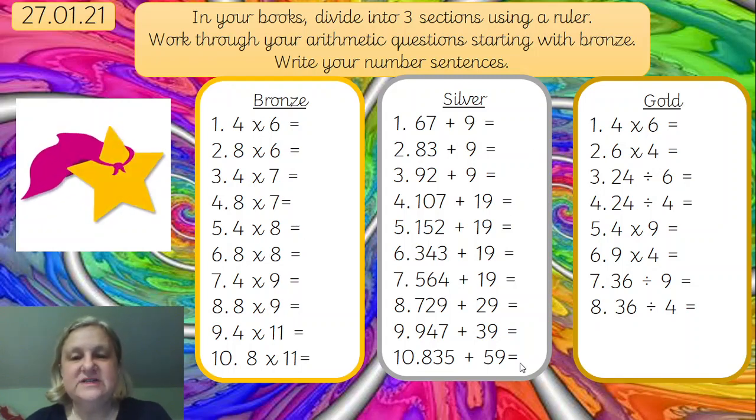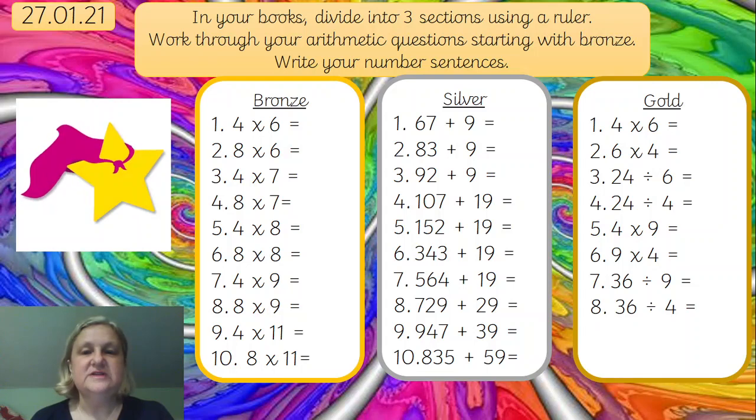Adding 9s, 19s, 29s, 39s. Don't forget to add the nearest 10 and then take away 1. So for 9 you'd add 10, take away 1. For 19 you could add 20, take away 1, and so on. For 39 you can add 40 and take away 1. See if that works out to be more efficient for you.